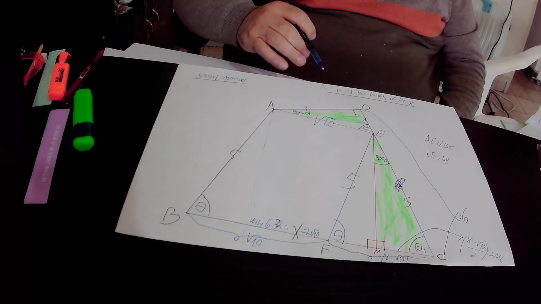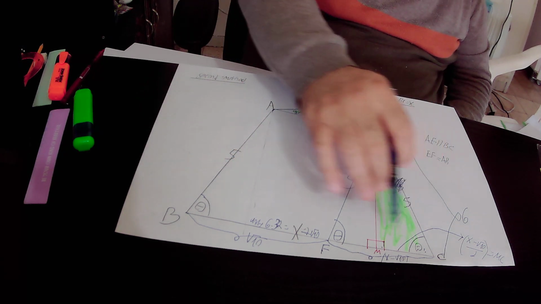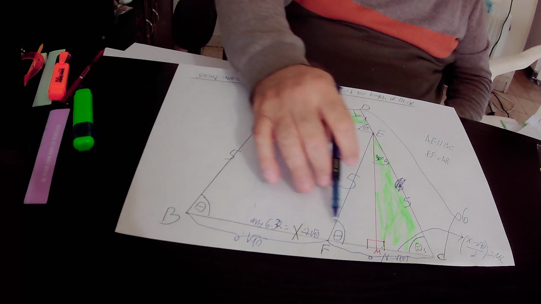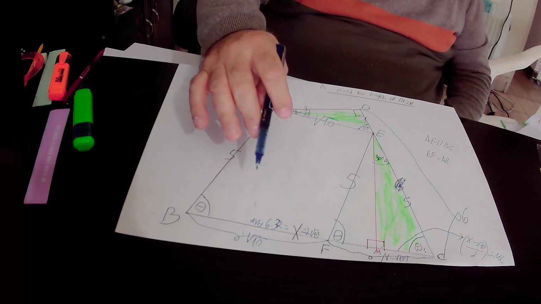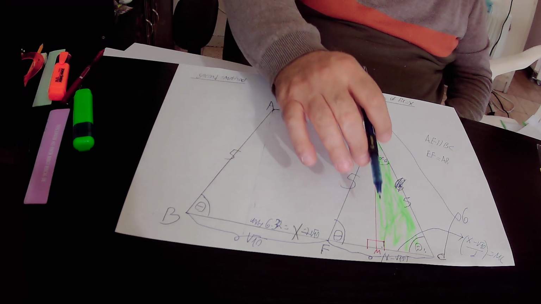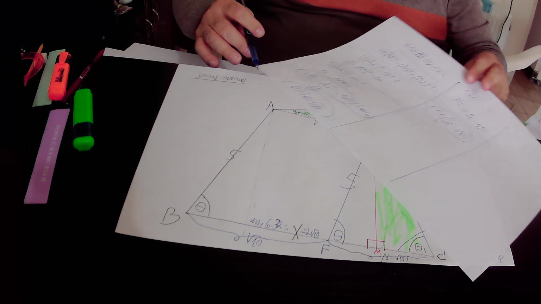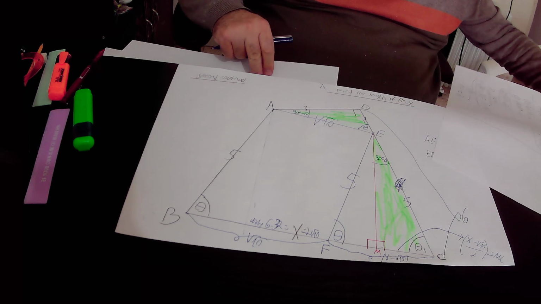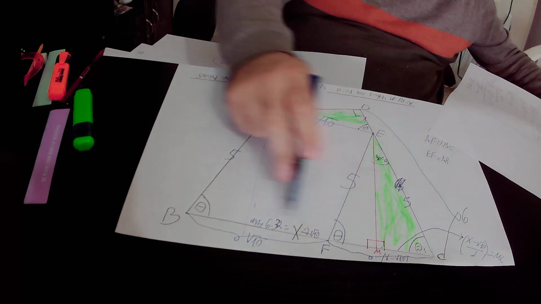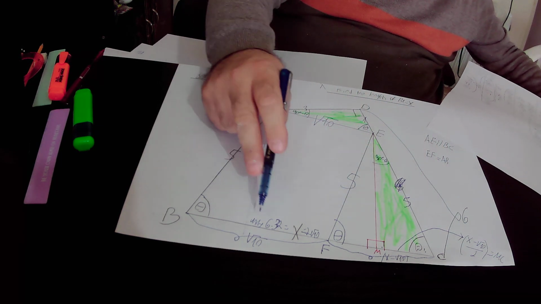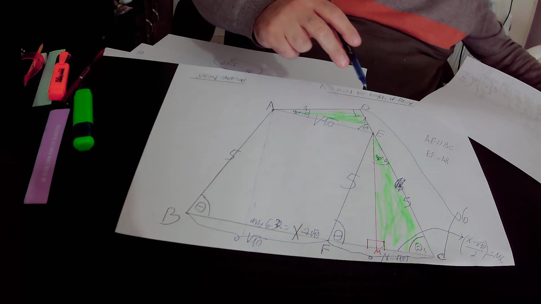Okay, and here, if BF equals square root of 10 units and BC equals X, then BC minus BF equals FC. BC is X and BF is square root of 10. Therefore, FC will be equal to X minus square root of 10 units, okay? Here, FC equals X minus square root of 10 units. This is BC, that is X, minus BF, that is square root of 10 units.